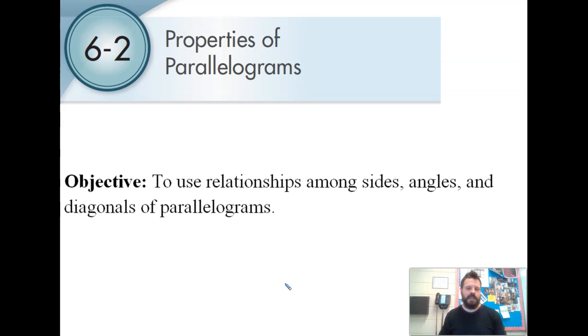Welcome back, everybody. Going on to our next lesson in our polygon chapter, we're going to talk about a specific type of polygon, parallelograms. A parallelogram is still a polygon, meaning that all the properties, formulas, and theorems we looked at in the last section still apply to parallelograms. What we're going to do with parallelograms is look at some properties specific to them. Objective: to use relationships among the sides, angles, and diagonals of parallelograms. Let's get going with that.